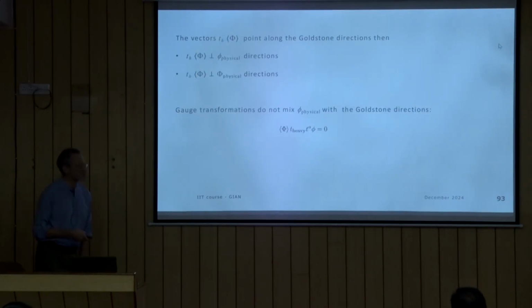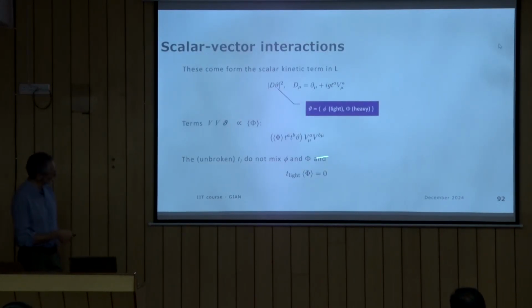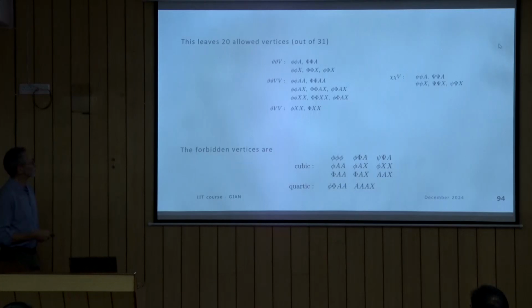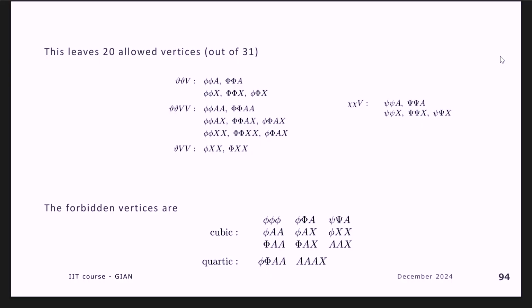So I use those two things, this and this, to again exclude a bunch of vertices. In fact, 11 out of 31. These are the ones that are allowed. For the scalar and vectors, these are for the fermions and vectors, and these are the forbidden ones.